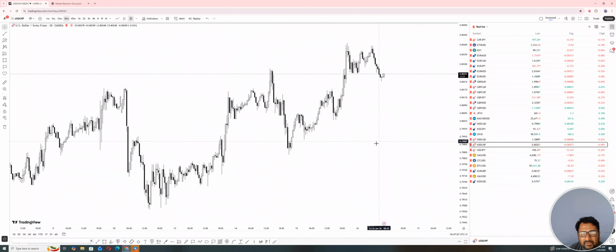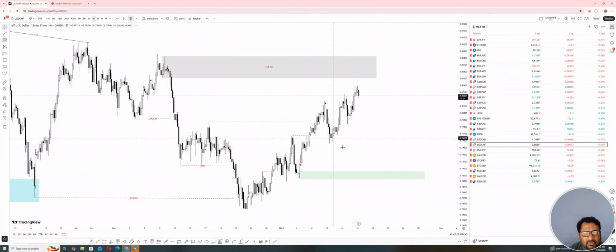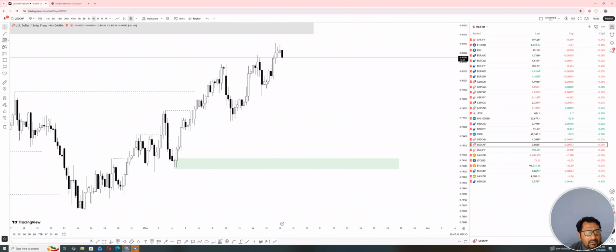We have a USD CHF. If we go to the H4 time frame, now you can see that we have a break of structure in this area. Okay, we have an order block in this area. The market missed this trade. Now we have a break of structure, for example, and this is our order block.